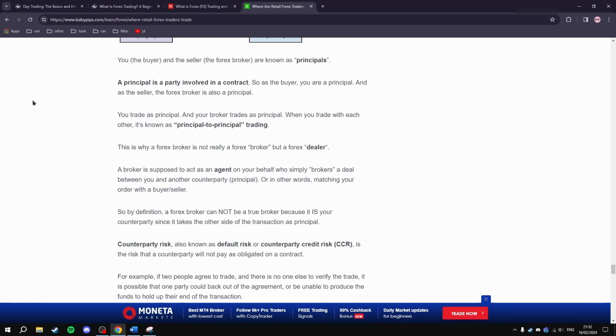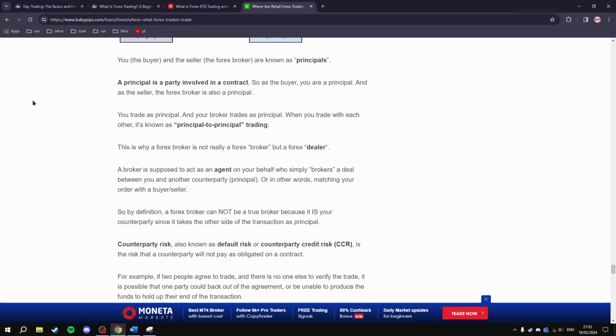You, the buyer, and the seller, the forex broker, are known as principals. A principal is a party involved in a contract. So as a buyer, you are a principal, and as a seller, the forex broker is also a principal. You trade as principal, and your broker trades as a principal. When you trade with each other, it is known as principal-to-principal trading. This is why a forex broker is not really a forex broker, but a forex dealer.